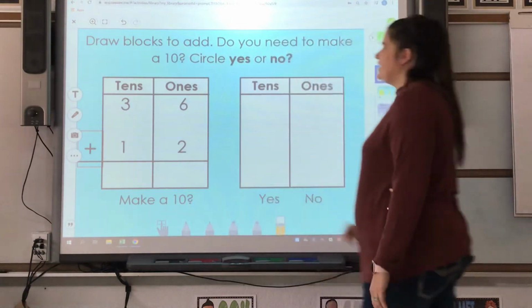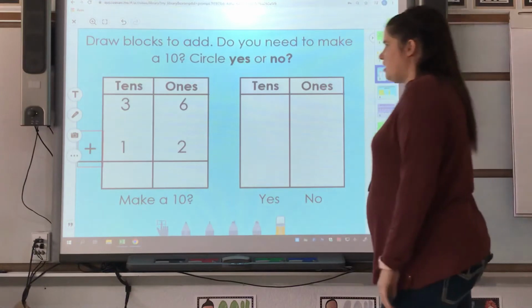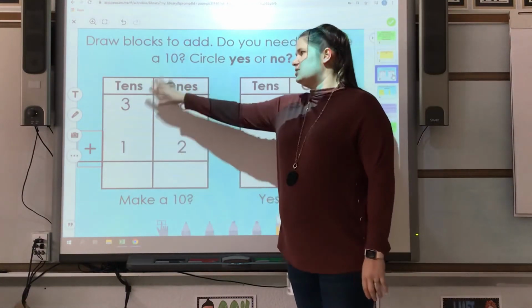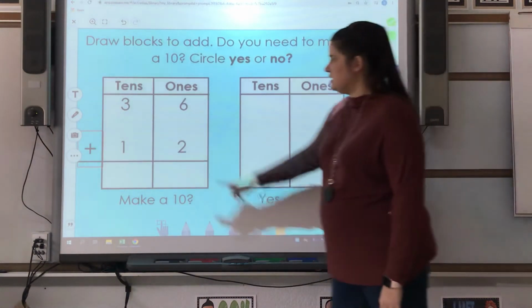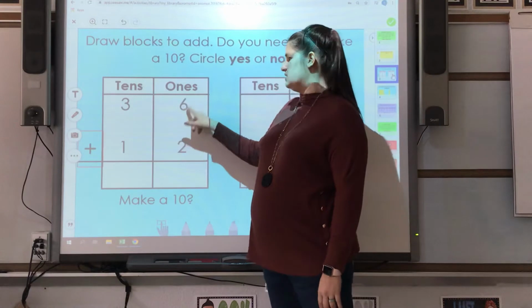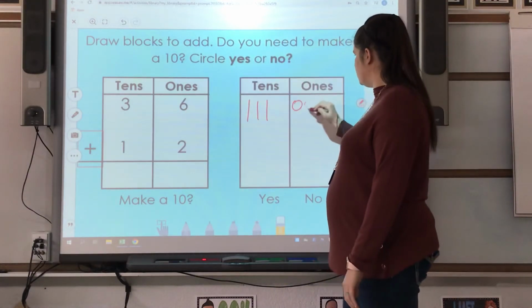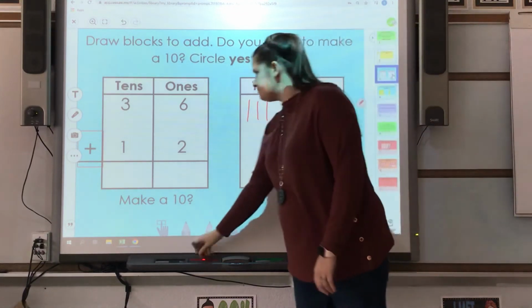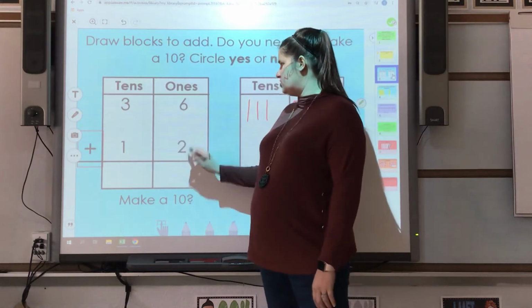Yes. Draw blocks to add. Do you need to make a 10? Circle yes or no. So we have 36 plus 12. This is our numbers. This is where our picture will go. So 36, it tells me 36 is 3 tens and 6 ones. And it also tells me that 12 is 1 ten and 2 ones.